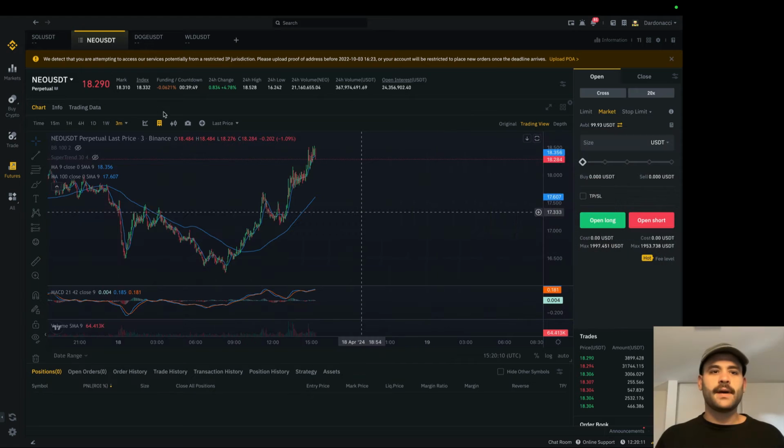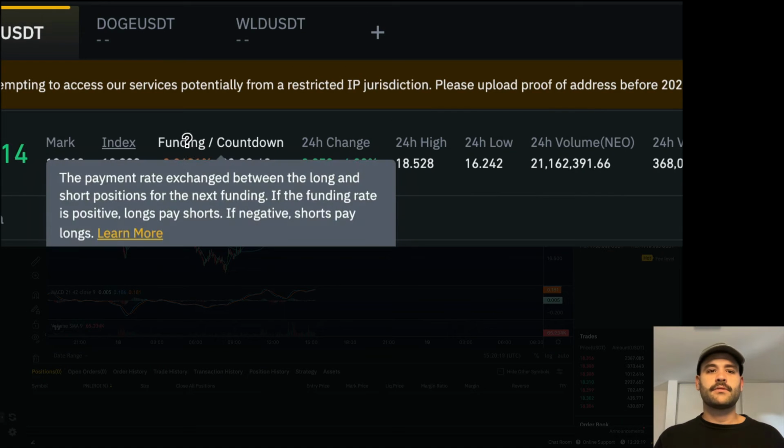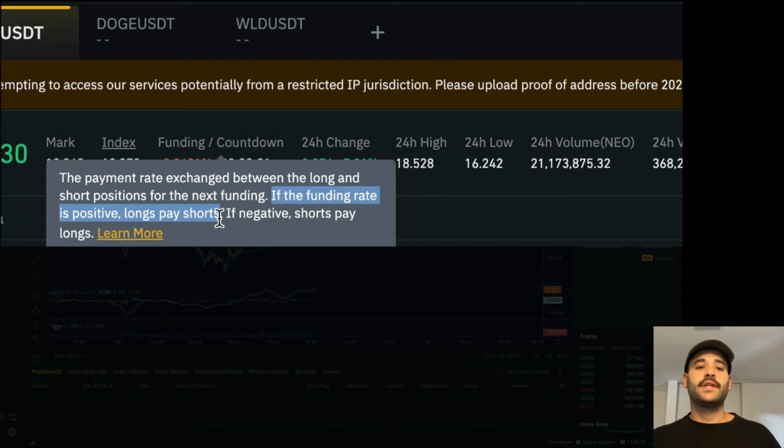Now here I am in Binance. As you can see, we have the funding and the countdown. This is when the funding will occur. If you put the mouse on top of this, you will see the explanation of the funding payment. What you need to know from here is that if the funding is positive, the long pays the short. So if the funding rate is positive, we would like to short, so we get paid. If the funding rate is negative, we would like to go long.